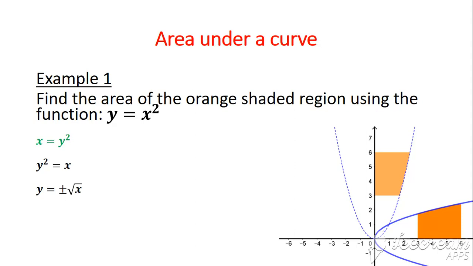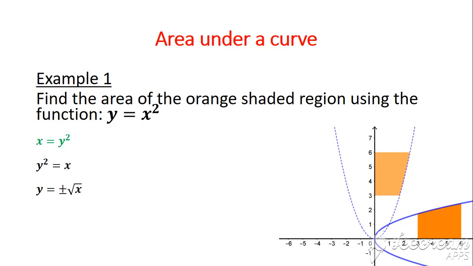Now I could put a plus and a minus here, because you should know that when you take the square root of a number, we can get a positive and a negative value. If we just focused on the positive value, we'd get a function that's just above the x-axis. With a positive and a negative, we have a graph above and below the x-axis. Now in this example, we don't need to worry about the negative square root of x, because we're worried about the area that's above the x-axis. So we're just going to focus on the positive square root of x.